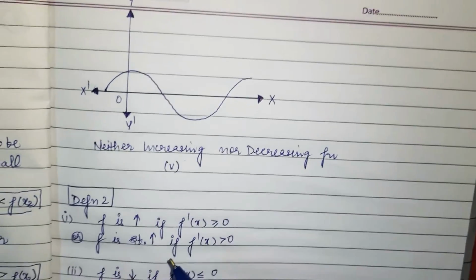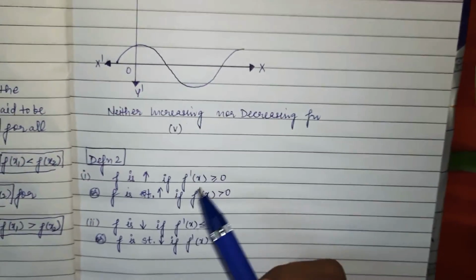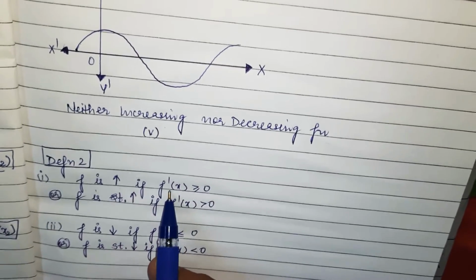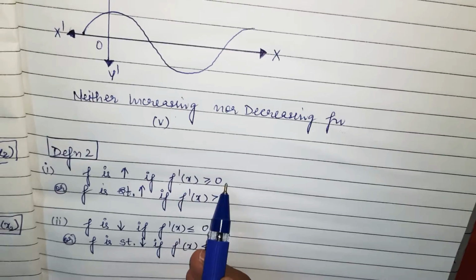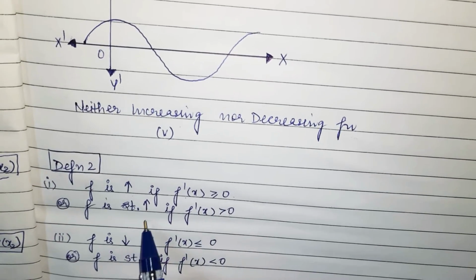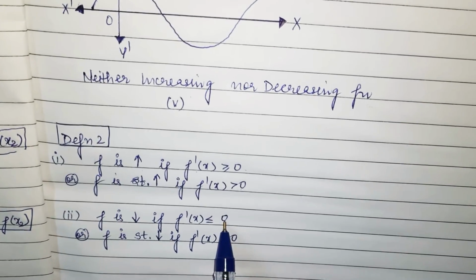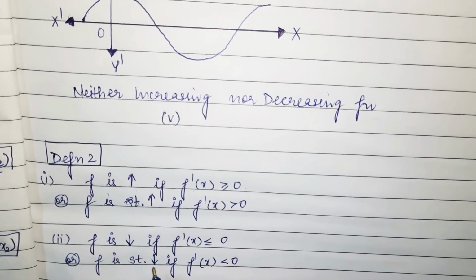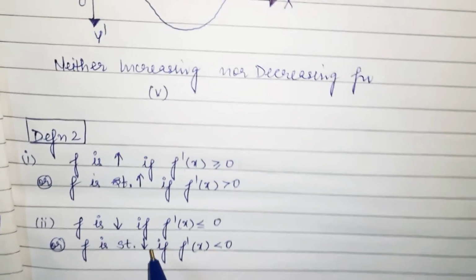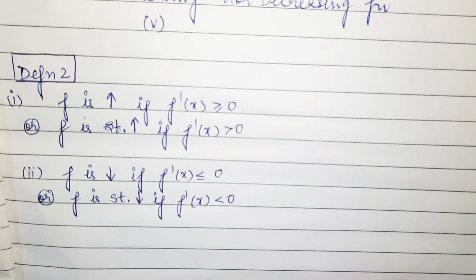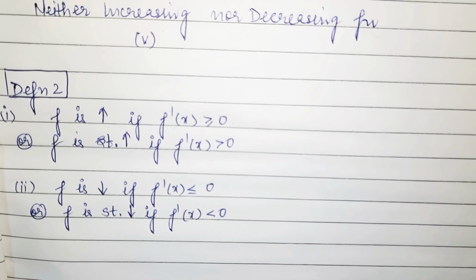Now, what is the definition 2 you need to use? Always remember, whenever I say f is increasing, if the derivative is greater than or equal to 0, it will be increasing. If strictly greater than 0, this is strictly increasing. Less than or equal to 0, decreasing. Less than 0, strictly decreasing. So this thing we need to use.